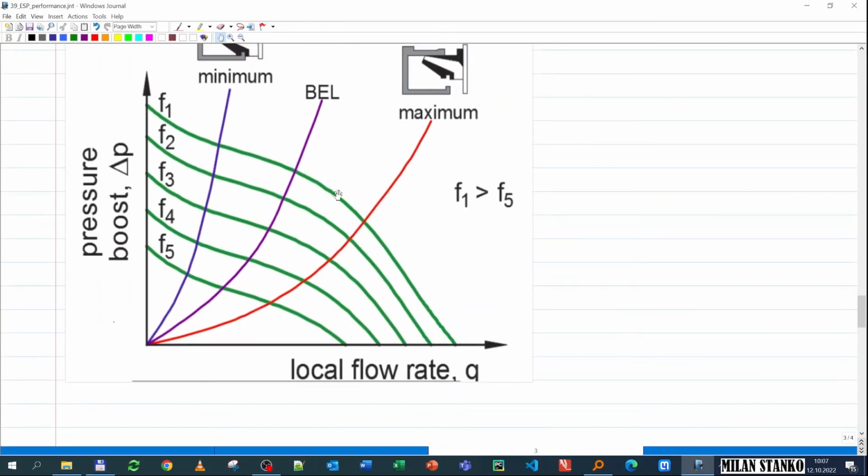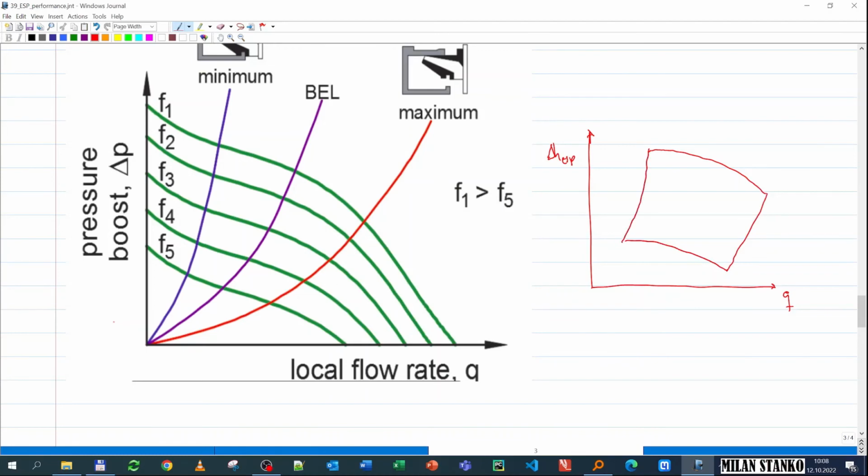And at the end, you end up with an operational region due to all of these constraints that looks something like that. So if you have the delta P or delta H of the ESP, and here you have the Q, you have the maximum frequency line, the minimum frequency line, and then you have the maximum rate and the minimum rate line. Okay, the upthrust, downthrust, or minimum efficiency limit. So this is going to be the operational area of the ESP.